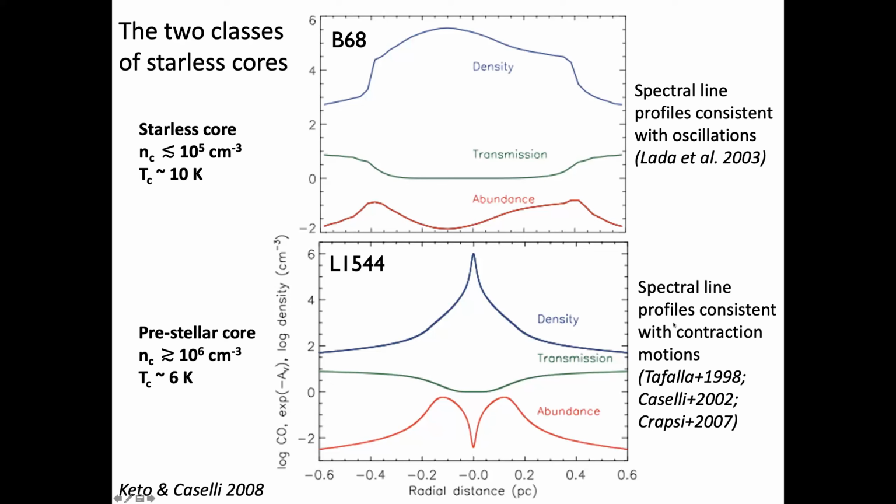Now, if you look at the spectral profiles of the high density tracers, what you typically see are infall asymmetries. This is a spectrum that has a blue peak brighter than the red peak, and you can reproduce that if you assume contraction motions. So this is just to tell you that indeed, not all the dense cores are the same, and a starless core like B68 may also expand back before forming a protostar.